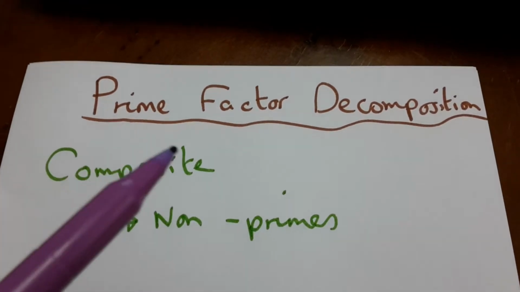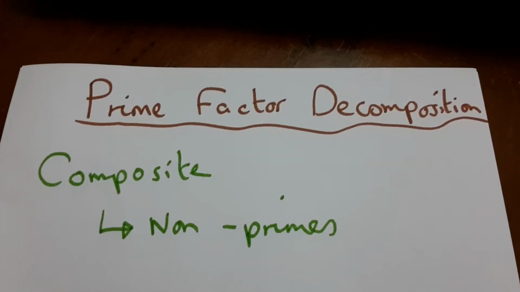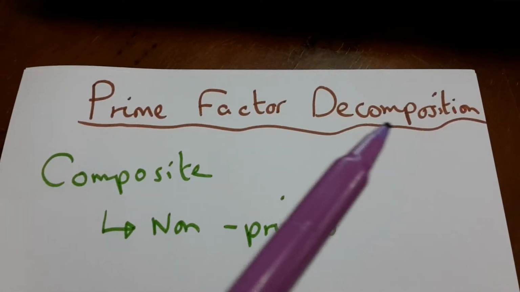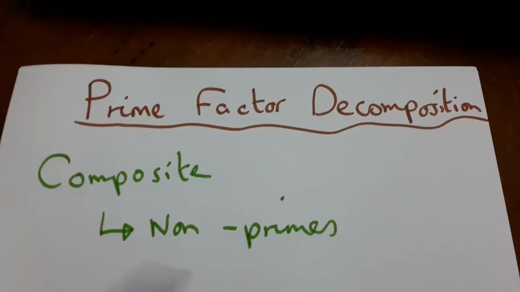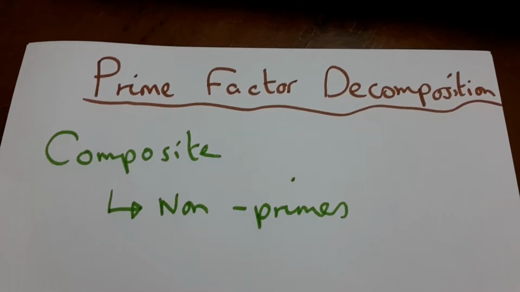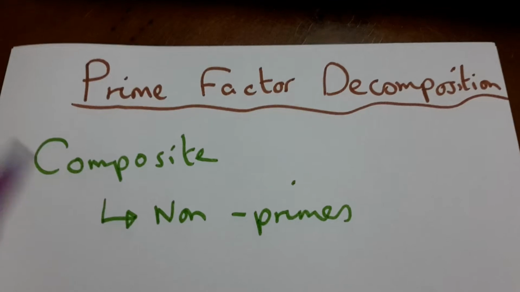So let's break this down. A decomposition is the verb to break down. So we're going to take a composite and break it down by its factors. A prime factor decomposition is taking a composite or non-prime and breaking it down into its factors, and those factors have to be primes.